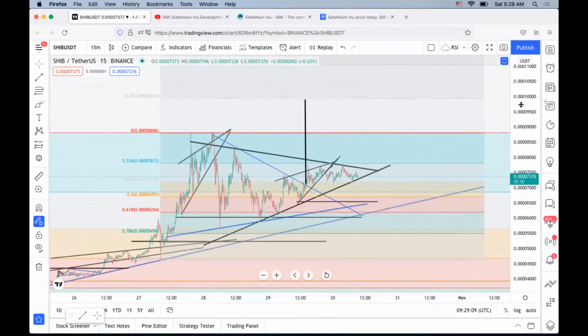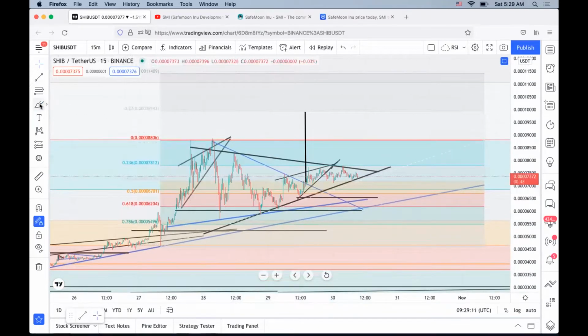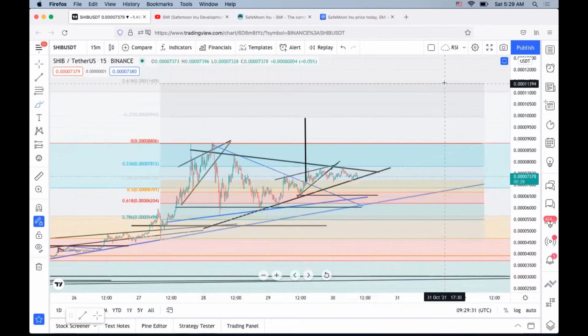All right, and as you can see right here, I did draw the Fibonacci retracement. We came from this low right here up to this top right here. And this breakout area of the descending triangle would line up very well with our 0.27 area. That is the 9943 area right here. And of course, if we do get up there and break that area, the next target would be at the 0.27, the 11409 area.